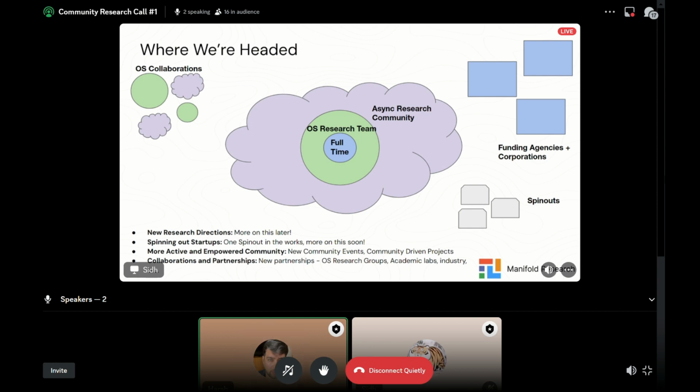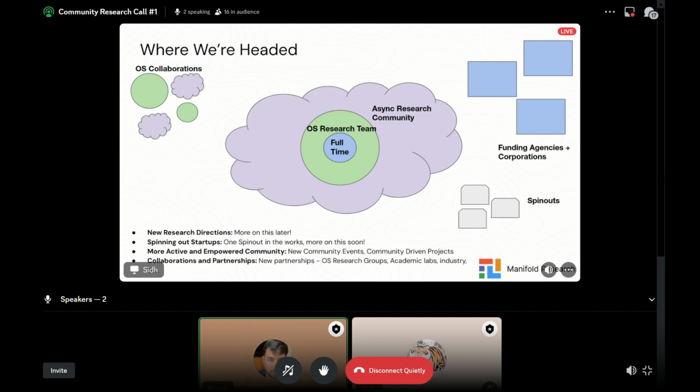We have a bunch of OS collaborations, so open source collaborations with other open source research orgs that are in the works, with academic labs. We very much are an open source research lab. So primarily the way that we get to do this research is off of grants and partnerships and sponsorships. There's no commercial arm to this stuff in any serious way. It looks very much like an academic lab almost.